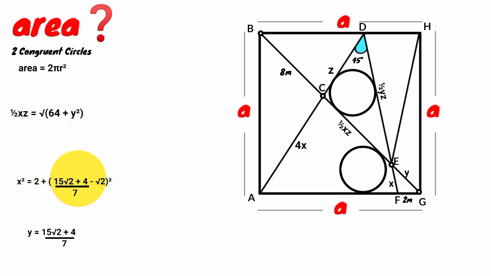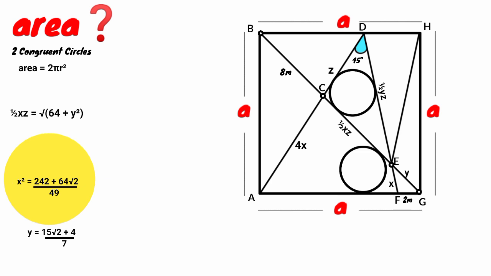Here, simplifying into a single fraction, it is 15 root 2 plus 4 minus 7 root 2 all over 7. 15 root 2 minus 7 root 2 is 8 root 2. Expand this bracket. It is 128 plus 64 root 2 plus 16 all over 49. We can put this into the fraction by multiplying it by 49. 2 times 49 is 98. 98 plus 128 plus 16 is 242. So it is 242 plus 64 root 2 all over 49.